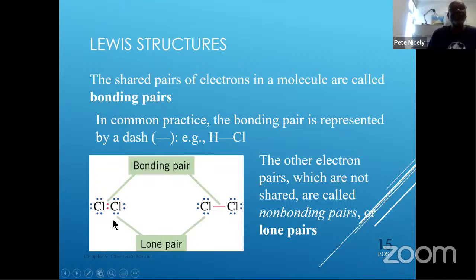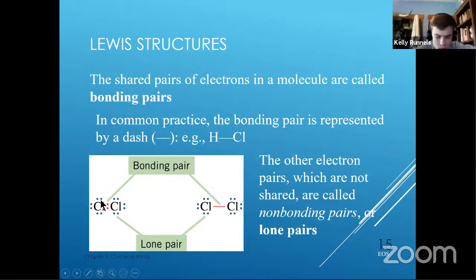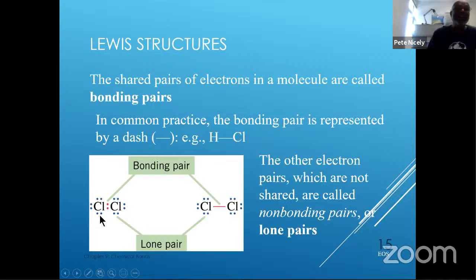Here is another example. In this case, we have the Lewis structure for chlorine. As you can see, you have 2 electrons being shared between the chlorine atoms, but each chlorine atom has some other pairs of electrons surrounding it, 2, 4, 6 electrons for each chlorine, which are not involved in bonding. We call those non-bonding pairs of electrons lone pairs. So we can use the term non-bonding pairs or lone pairs to describe the electron pairs that are not involved in bonding in these molecular structures.